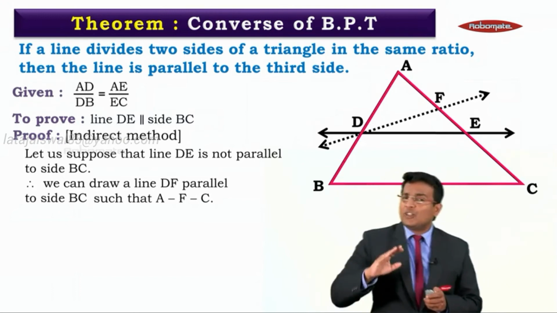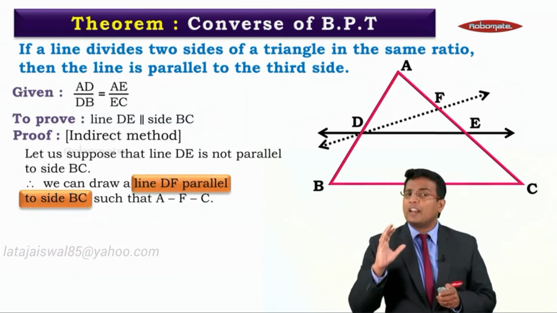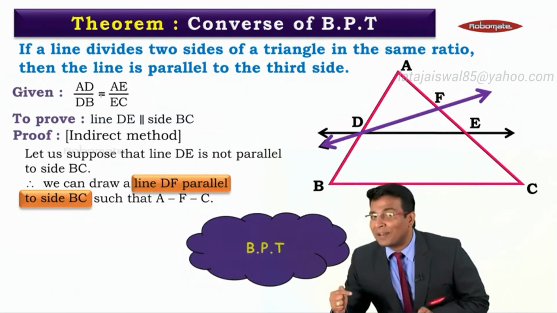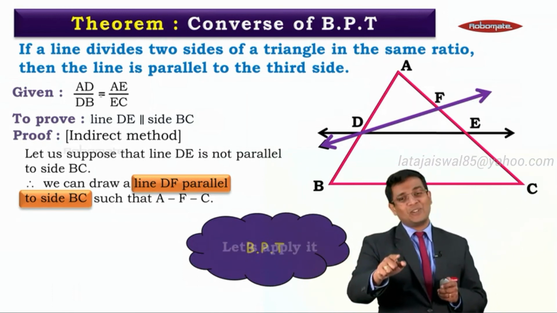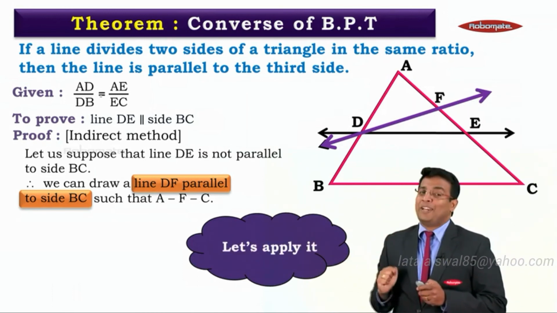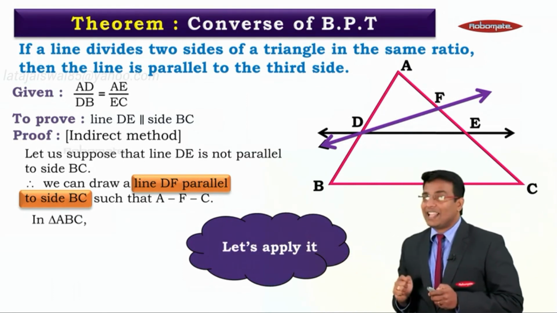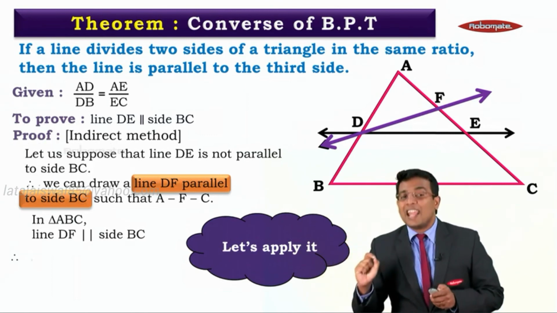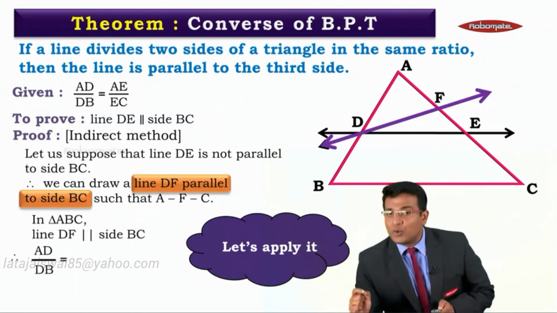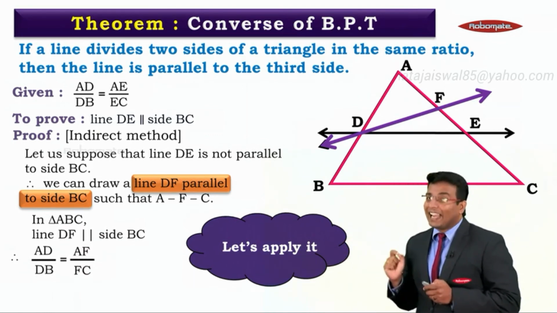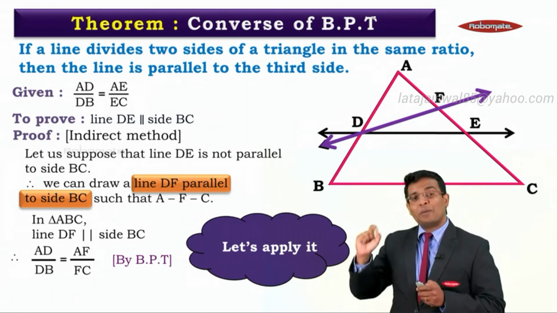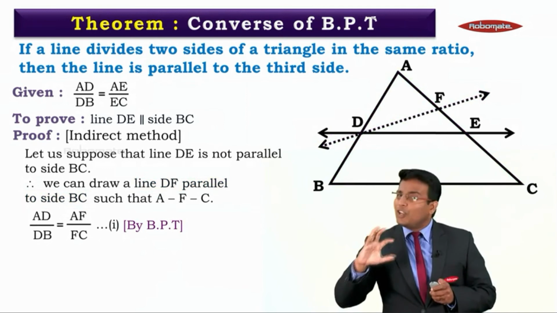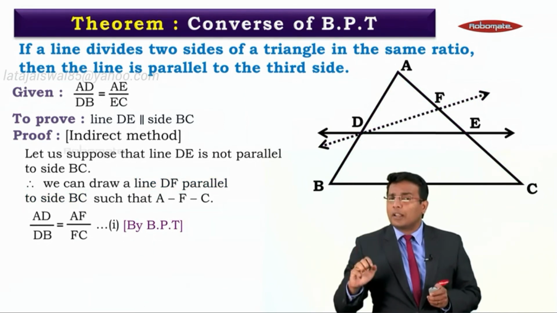Now observe students, in this triangle we are saying that line DF is parallel to side BC. So in a triangle, if a line is parallel to a side, which theorem can we apply here? Yes, it is BPT. So let's apply BPT here. If we apply BPT, what do we get? In triangle ABC, we have that line DF is parallel to side BC. Therefore, we have AD upon DB is equal to AF upon FC. And let's say this happens to be our statement number 1 by BPT. Was this clear to everybody? Beautiful. This is what we got, on the basis of the assumption we made. But what is given to us?